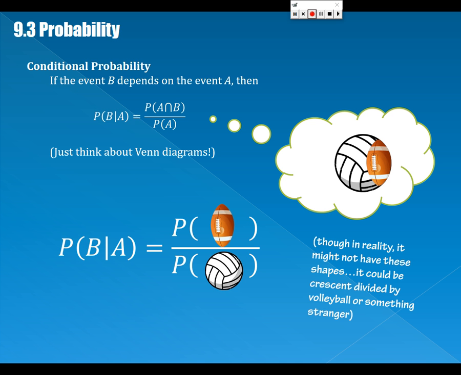Now, in this example and the example we gave yesterday, it was football over volleyball. But just to be clear, it could be all sorts of other different shaped regions. It could be that we're looking at a crescent-shaped area that happens to be the intersection or something. It could do all sorts of things. The point is, the probability that both occur over the probability of the condition that we're putting on the situation.